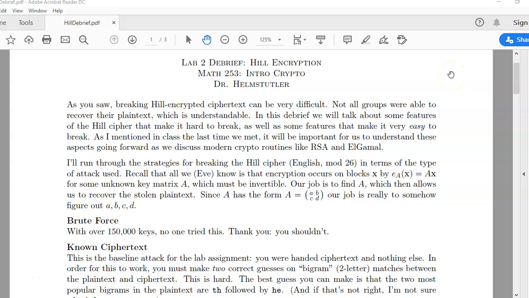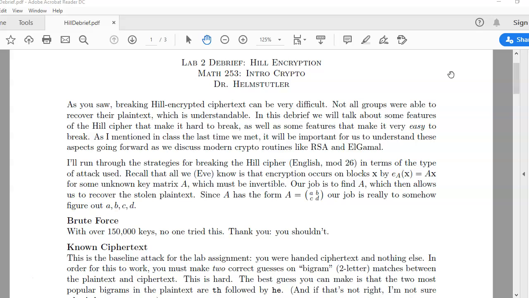I wanted to take a break from talking about the Euclidean algorithm and invertible elements mod n to go over lab 2 on how to break a Hill cipher. I hope to post those grades today or tomorrow. By the time you listen to this, they might already be posted. I've just been super swamped with all this coronavirus stuff and trying to adapt everything for online stuff.